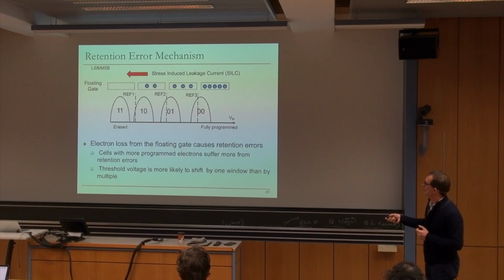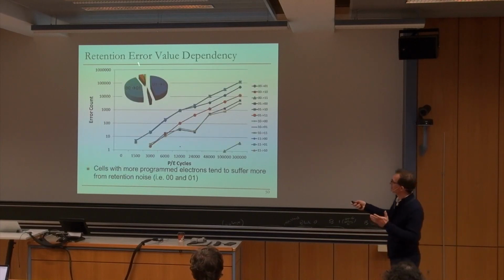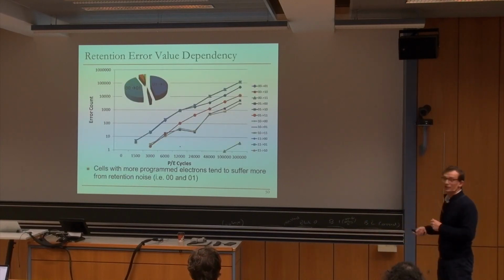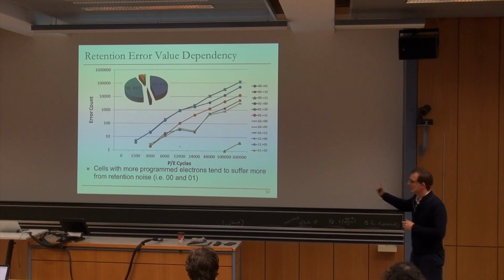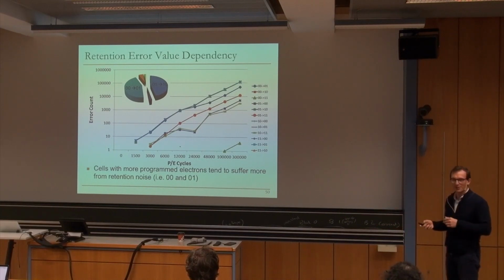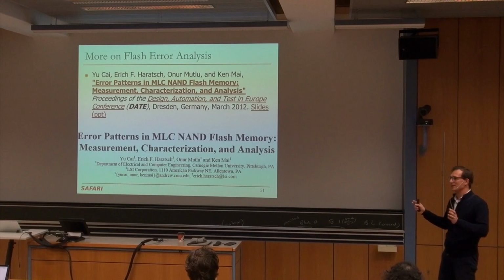And 0, 1 to 1, 0 is also pretty high, as you can see over here. And the remaining is lower, but clearly there is a value dependency because of the voltage level of the cells that you program them into. This is also similar to DRAM, right? If you remember. So there's a lot more data, and this is the paper.